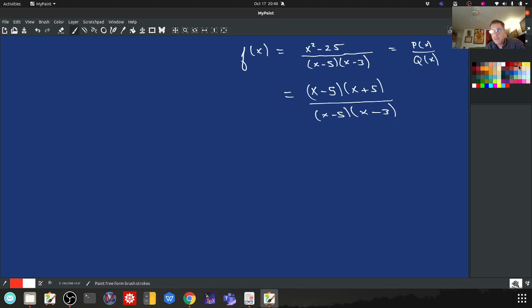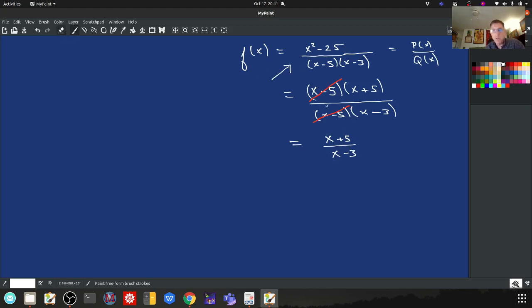Now, just like when we reduce fractions to their simplest terms, we cancel out any factor that is in both the numerator and the denominator. So now, expressing f(x) in its lowest terms, it's simply (x plus 5) over (x minus 3). So this is f(x) in its lowest terms. This here is f(x) not in its lowest terms.